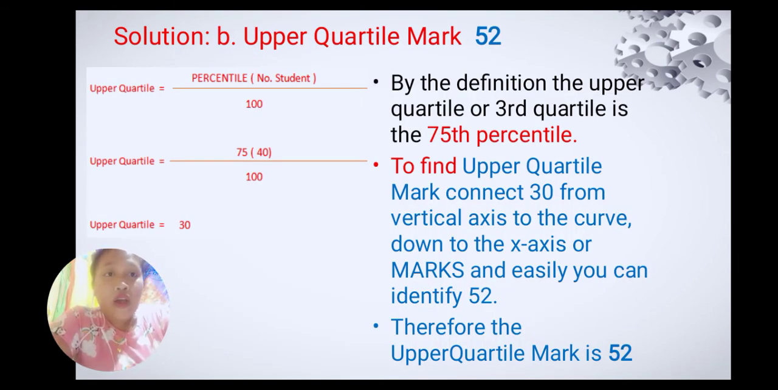Solution B, upper quartile marks, 52. As you see, upper quartile: percentile times number of students, formula na siya, divided by 100. 75 times 40 divided by 100, and the total for the upper quartile equals 30. By the definition itself, the upper quartile or the third quartile is the 75th percentile. To find the upper quartile mark, connect from the vertical axis to the curve down to the x-axis, and you can easily identify 52. Therefore, the upper quartile mark is 52.